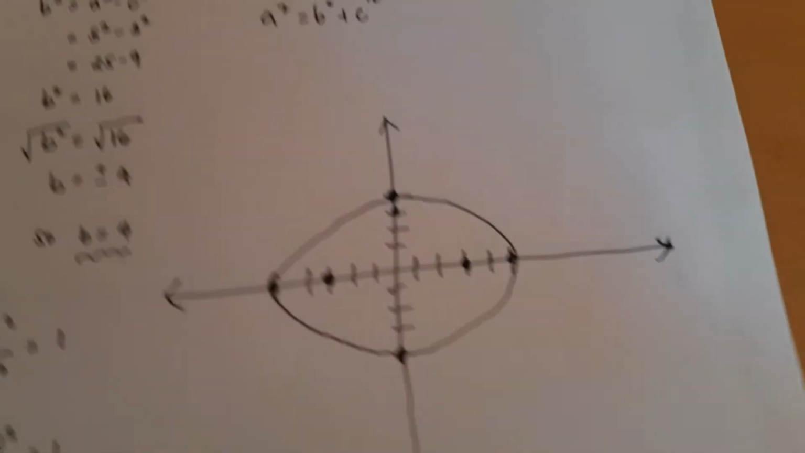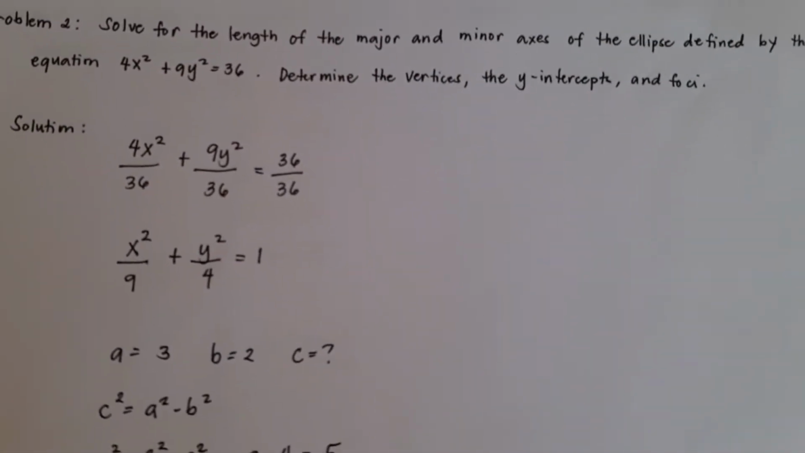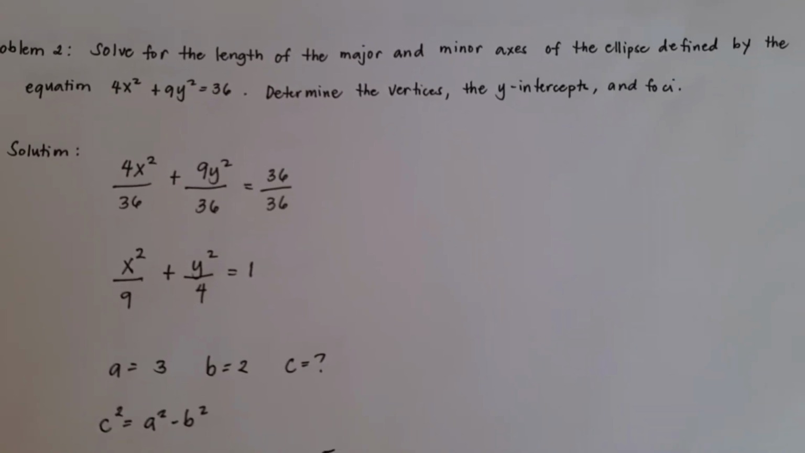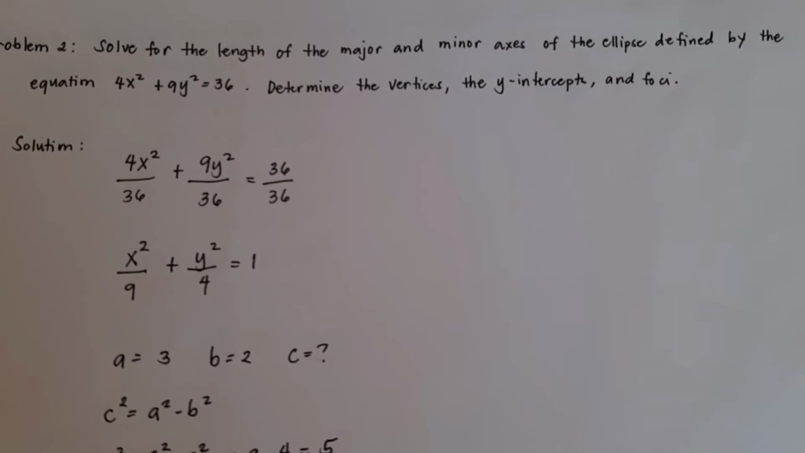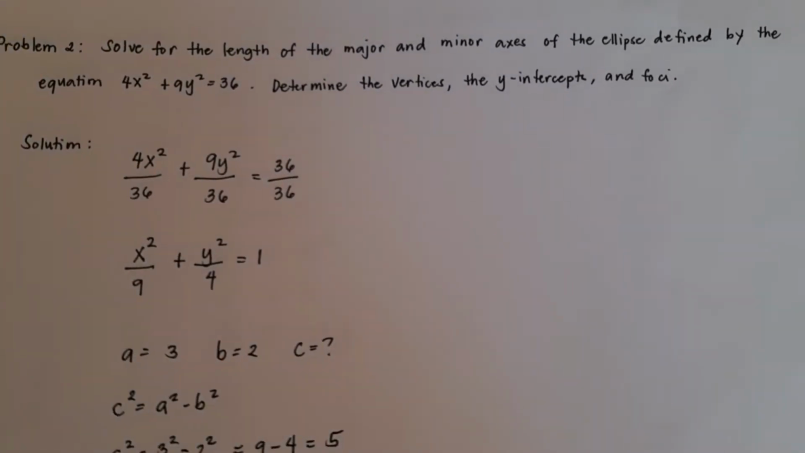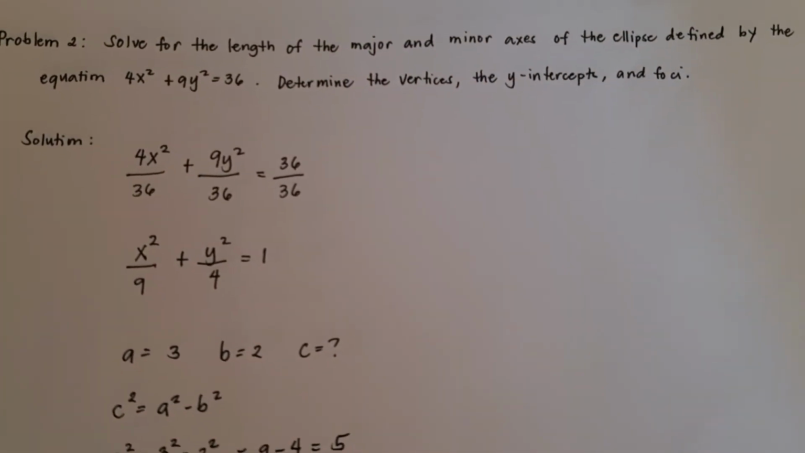Okay, let us proceed to problem number 2. Solve for the length of the major and minor axis of the ellipse defined by the equation 4x squared plus 9y squared is equal to 36. And then, determine the vertices, the y-intercepts, and foci.